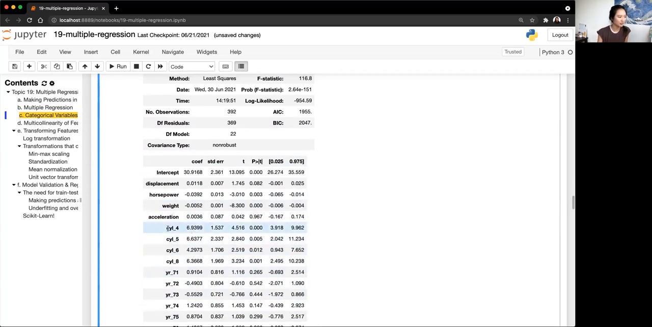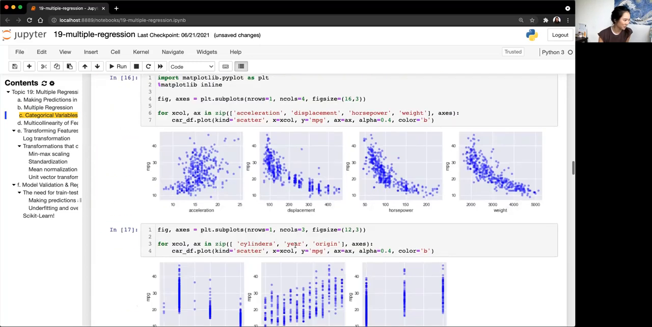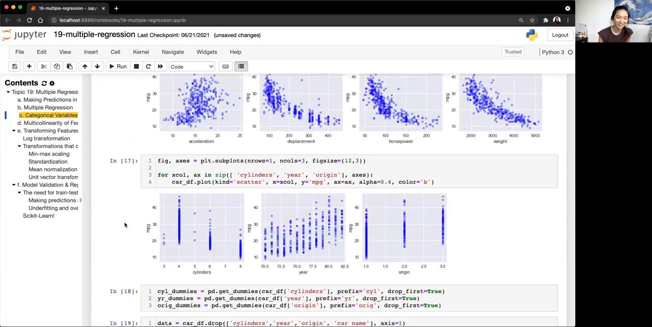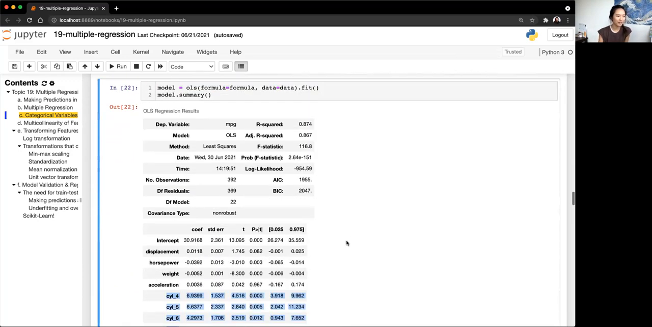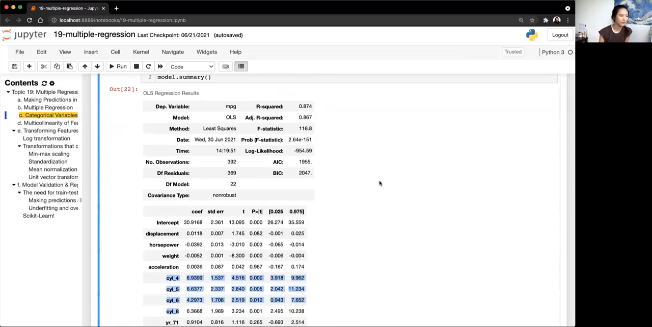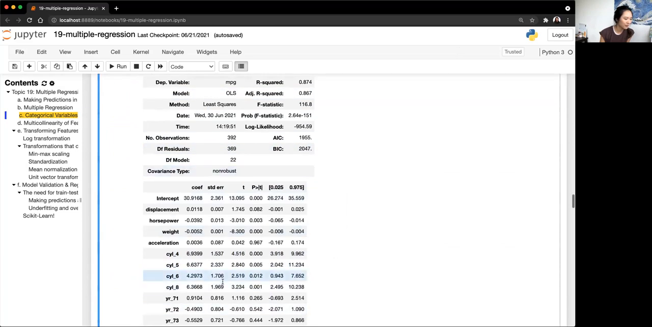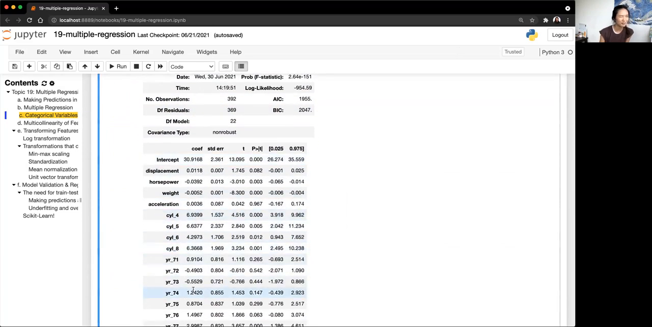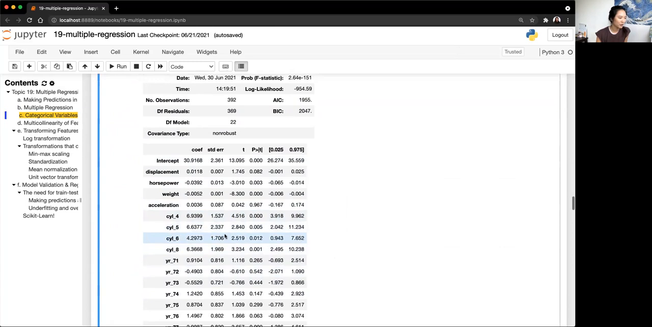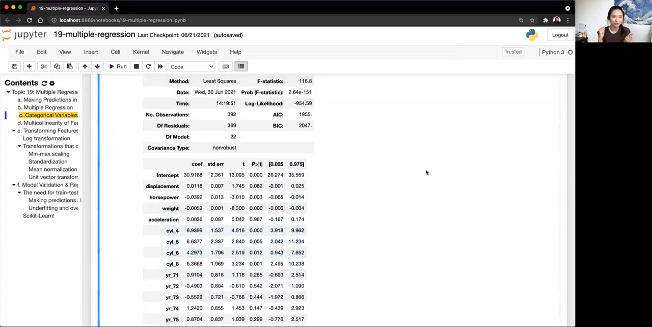So actually, there's another categorical variable that isn't represented here. That's cylinder 3, I believe. Let me just check real quick. Yeah, there was a cylinder 3 that is not represented in our list of coefficients. So that will be like our baseline. So everything held constant, if we want to compare cylinder 3 to cylinder 4, there's an increase of 6.939.